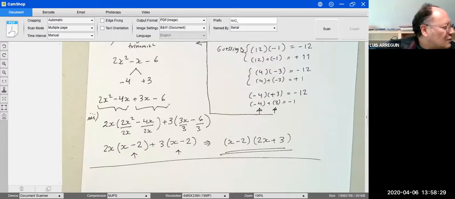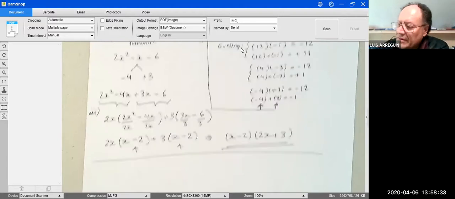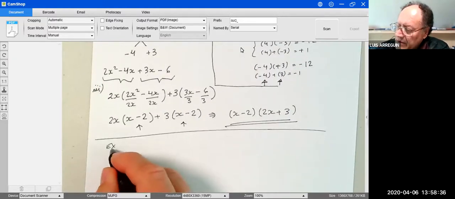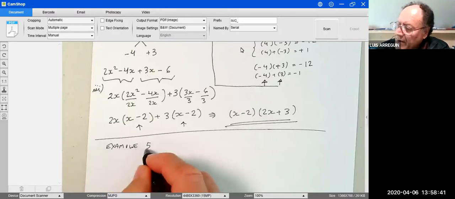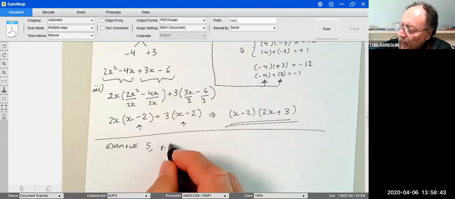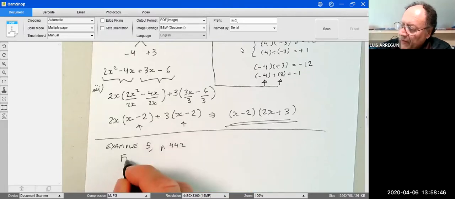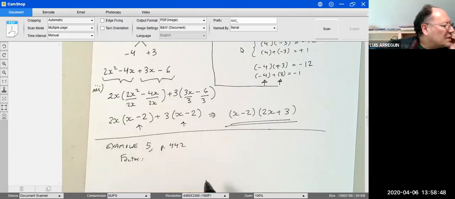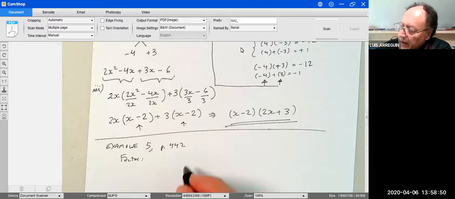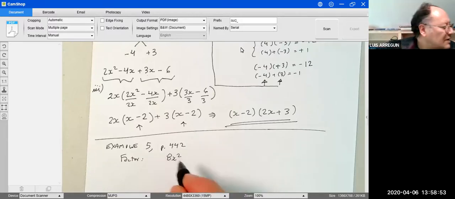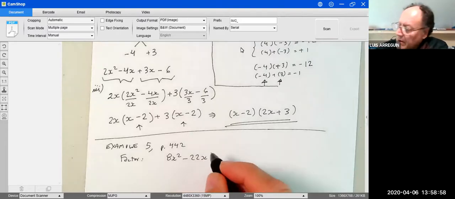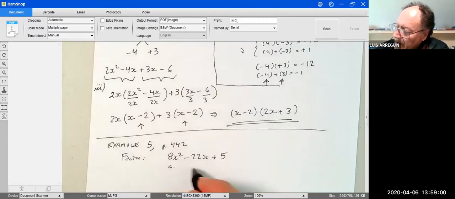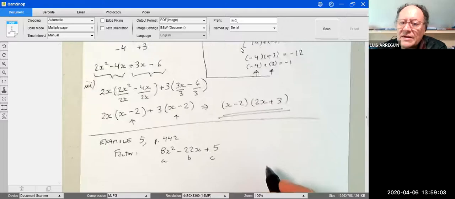So one more problem. No, two more problems, and then you're going to have the opportunity to practice this, because we're going to finish section 6.3. So example 5 on page 442. We're going to factor by grouping 4x squared minus 22x plus 5. So you have a, b, and c.